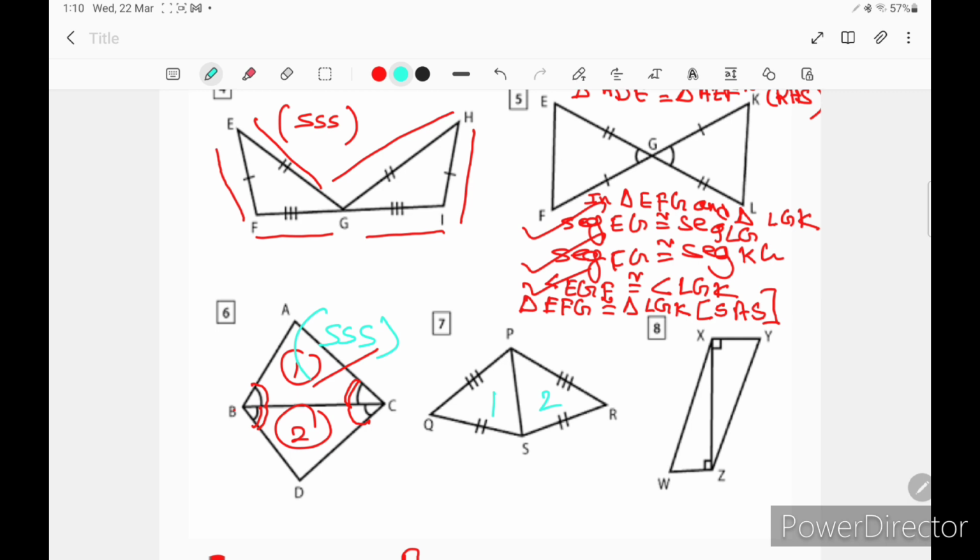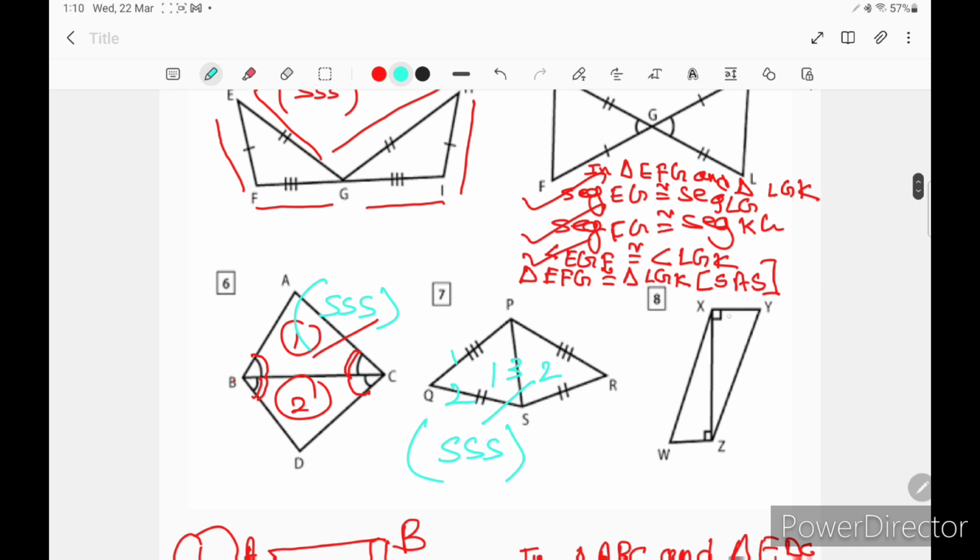Similarly, in question number 7, triangle 1 and triangle 2 are given. What are the names of the triangles? PQS and PRS. What is given? Segment PQ is congruent to segment PR. Segment QS is congruent to segment RS, and PS is common in both the triangles. So the triangles are congruent by which property? Here 1, 2, 3 sides are given, so it is congruent by SSS property. Question number 8: as you can see, here the 90 degrees is given, so directly write it is congruent by RHS property.